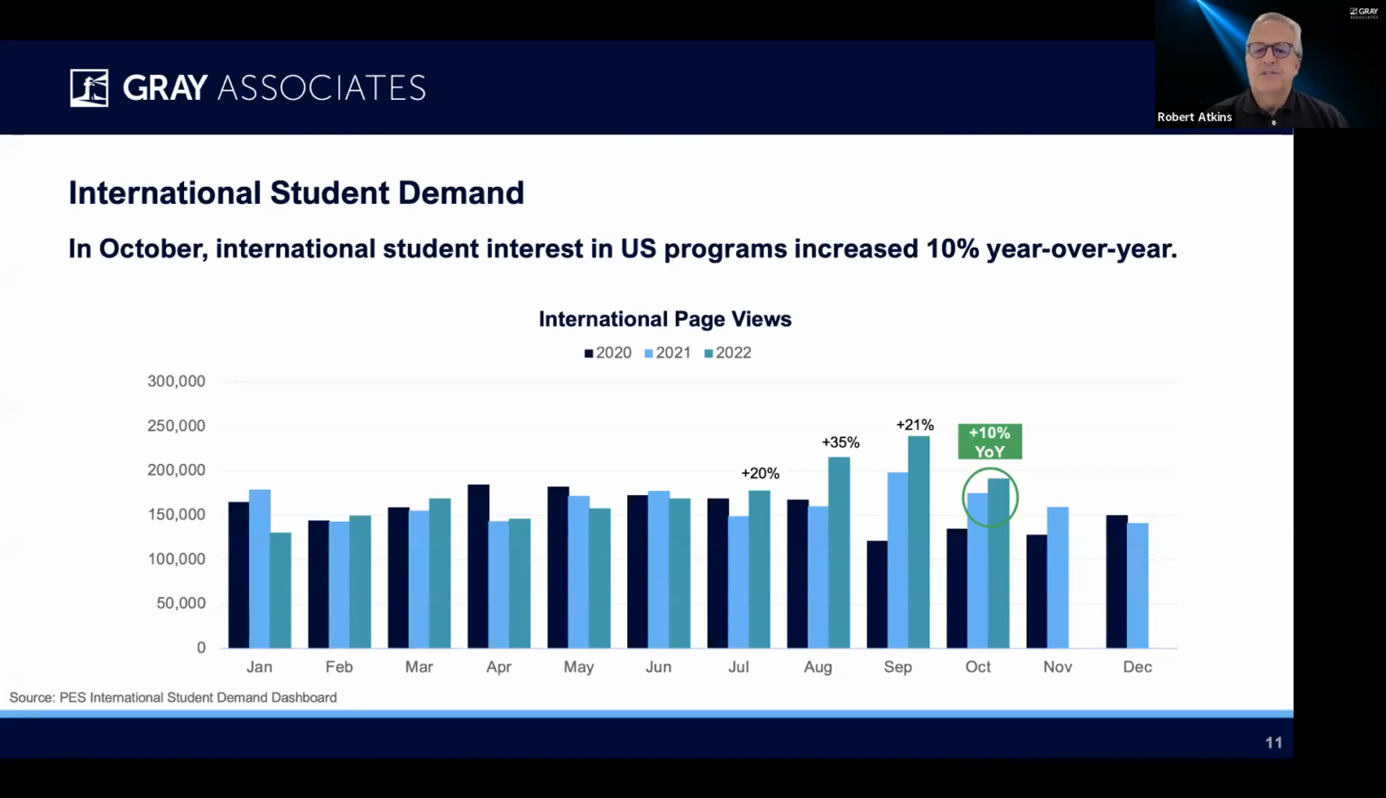Looking at international, this is a bright spot. Now the growth is slowing down a little bit, but we were up 20% in July, 35% in August, 21% in September. That puts 10% growth in a little bit of context. It's actually a slowing growth rate, but still a very healthy growth rate in international interest in US programs.